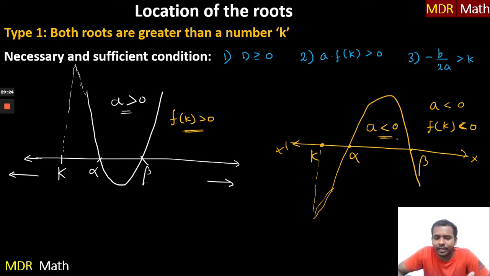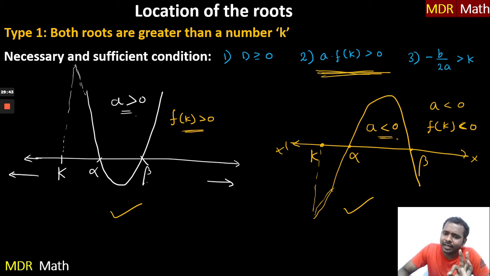So what about the product of these two? The product of a and f of k is positive in case 1, and the product of a and f of k is positive here as well, because negative into negative is positive. That means when both roots are greater than a number k, we see a common condition: whether a is greater than 0 or less than 0, a into f of k is always greater than 0. And of course, b squared minus 4ac must be greater than or equal to 0. That is, of course, a necessary condition.